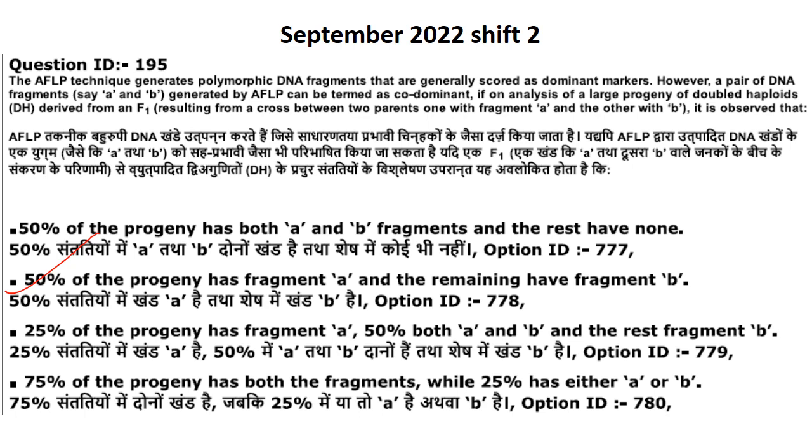AFLP technique generates polymorphic DNA fragments that are generally scored as dominant markers. However, a pair of DNA fragments, say A and B, generated by AFLP can be termed as codominant if, on analysis of a large progeny of double haploids derived from an F1, it is observed that 50% of the progeny has fragment A and the remaining has fragment B. So the answer is option 2.